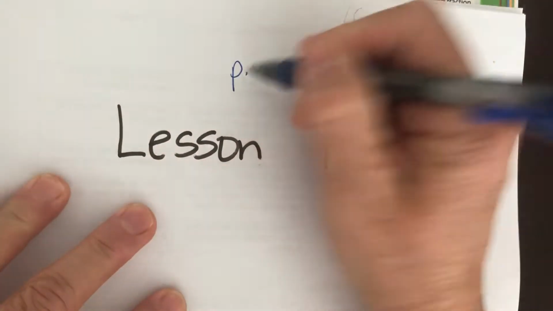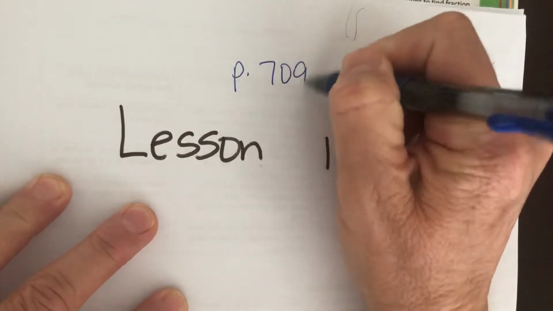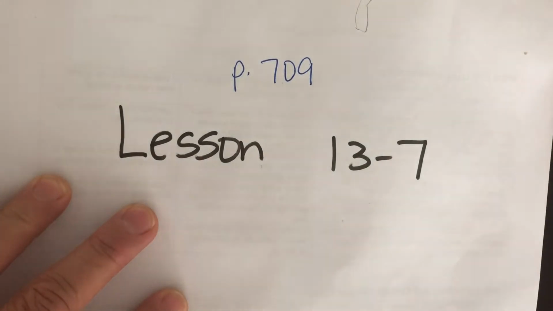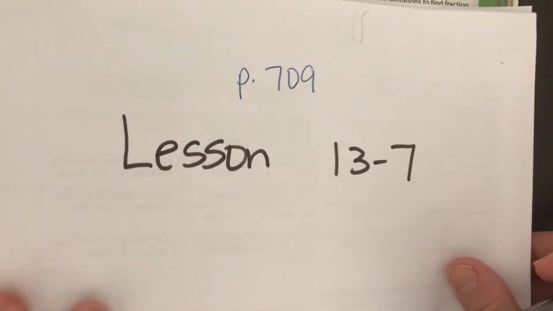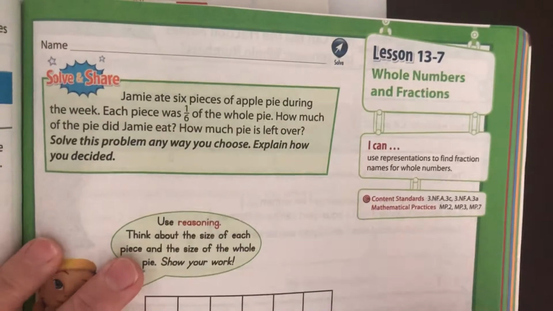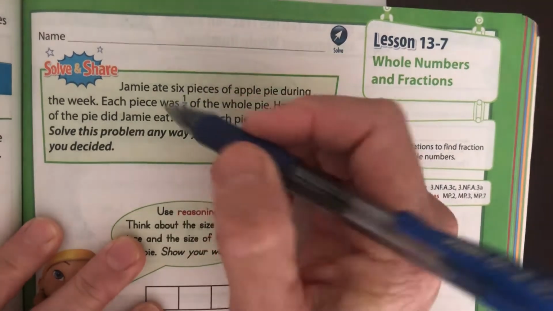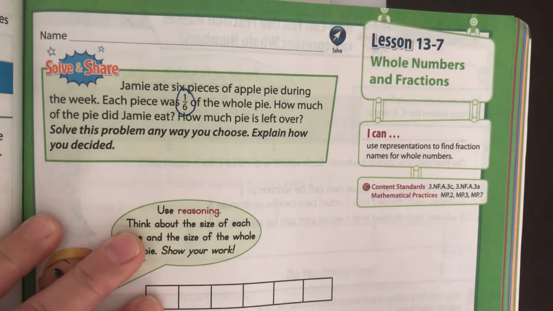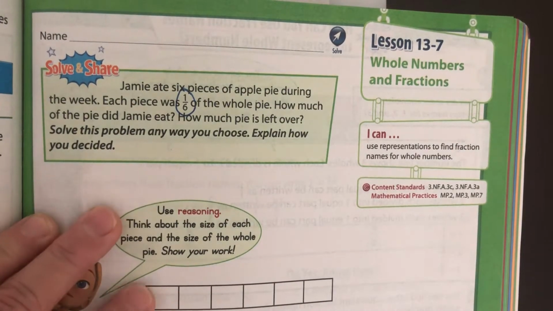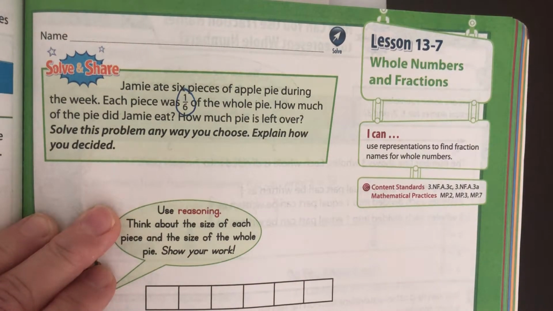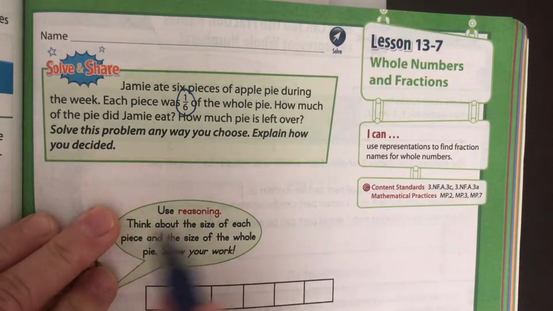Okay, we're going to do 13-7. This is page 709 in your math workbook. So page 709 in your math workbook. All right, Jamie ate 6 pieces of apple pie during the week. Each piece was 1/6 of the whole pie. How much of the pie did Jamie eat and how much pie is left over? So solve this problem any way you choose.